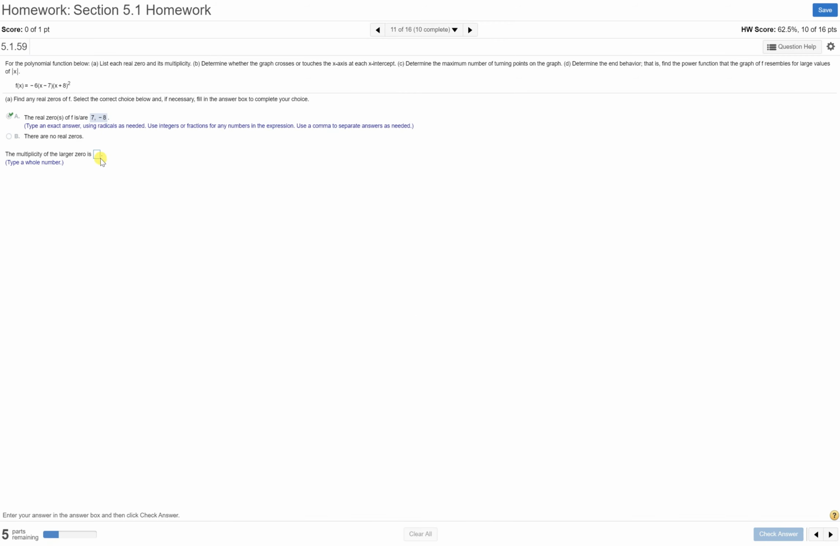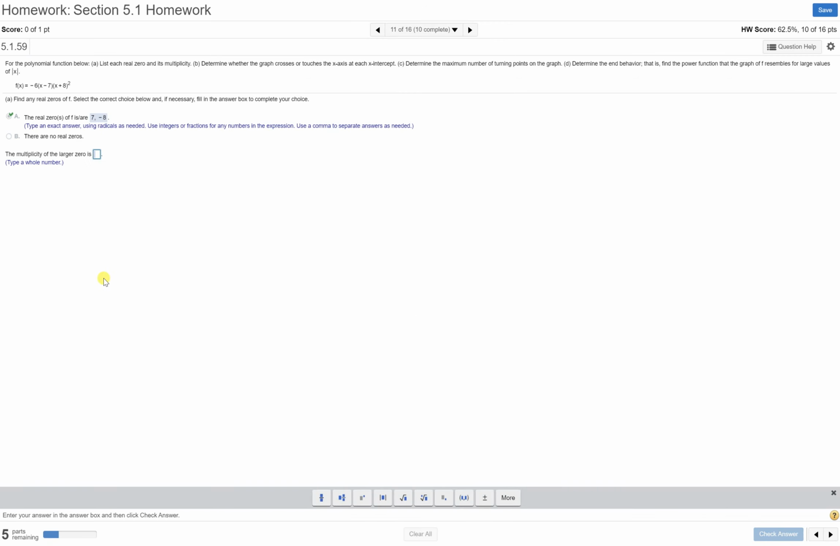Next, the multiplicity of the larger zero. So, and I just erased it. Well, we know that the larger zero is 7. 7 is the larger zero because 7 is biggest. And multiplicity is the power of this factor. So what's that power up there? It's not there, but you know it's 1. So we're going to say 1.